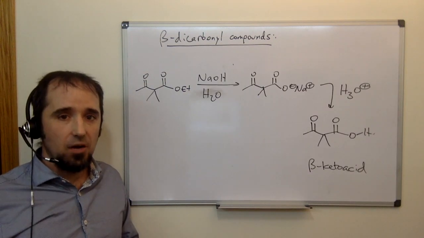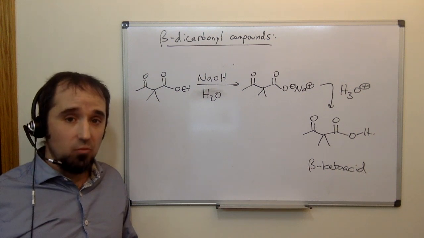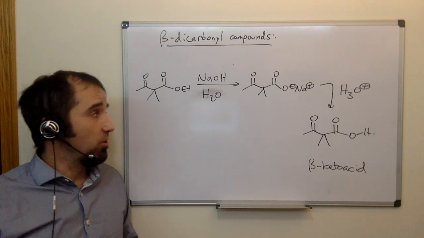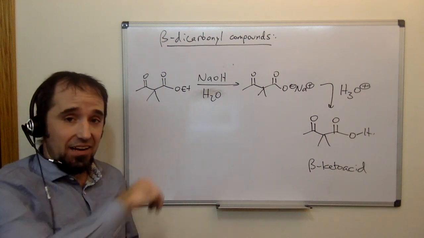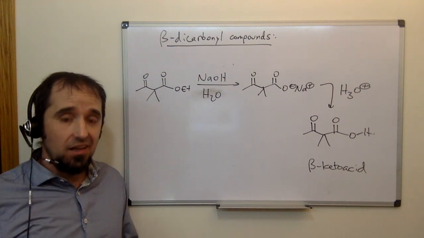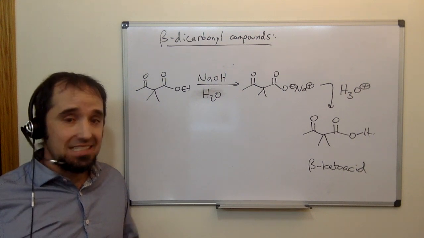So beta-dicarbonyl compounds are pretty cool for a couple of reasons. I can react them really regioselectively. I can either put two alkyl groups in the middle of it, or I can put one in the middle and one on the outside. I've got a lot of control over that. So that's pretty cool. But maybe the coolest thing I can do is this sequence here.